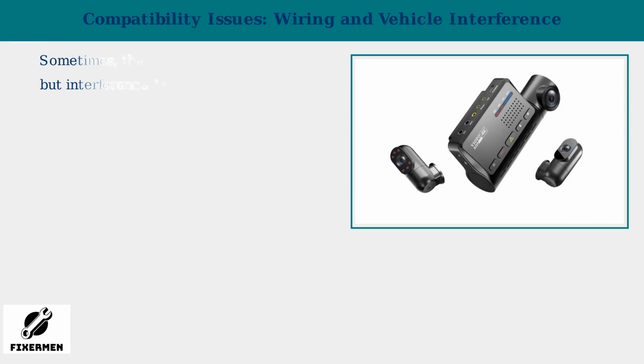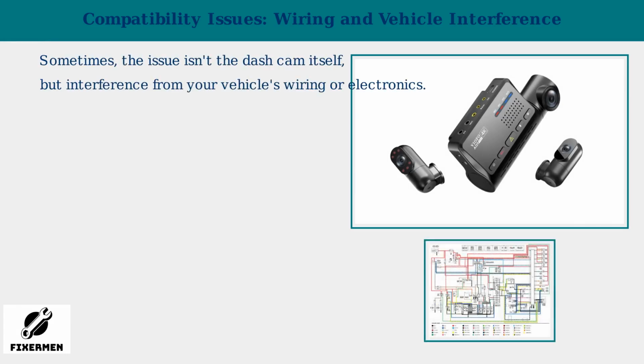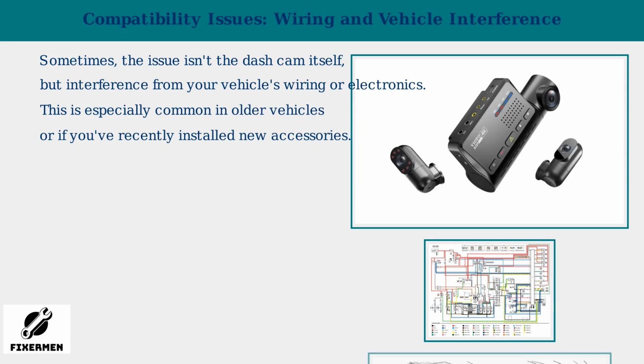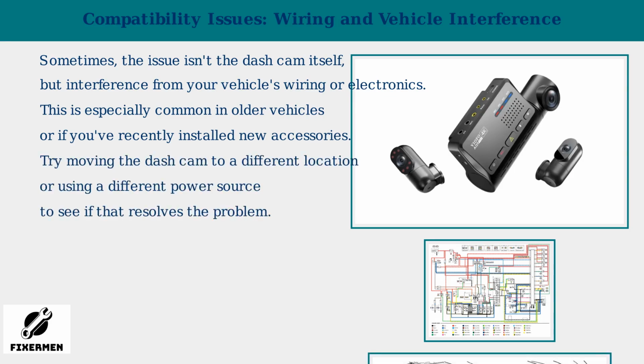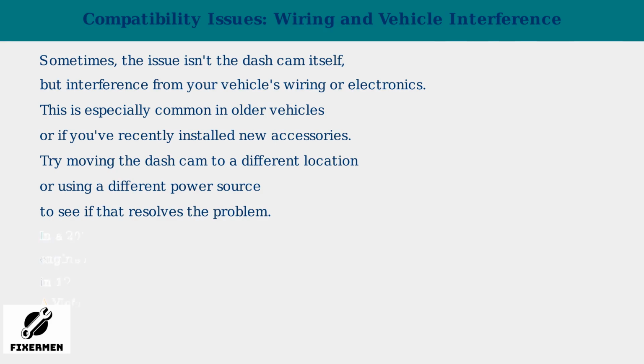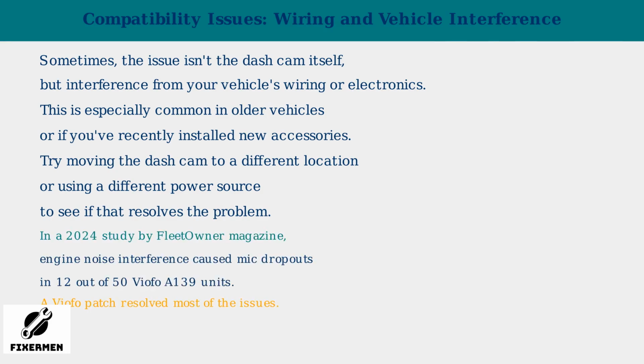Sometimes, the issue isn't the dashcam itself, but interference from your vehicle's wiring or electronics. This is especially common in older vehicles or if you've recently installed new accessories. Try moving the dashcam to a different location or using a different power source to see if that resolves the problem. In a 2024 study by Fleet Owner magazine, engine noise interference caused mic dropouts in 12 out of 50 VOFO A139 units. A VOFO patch resolved most of the issues.